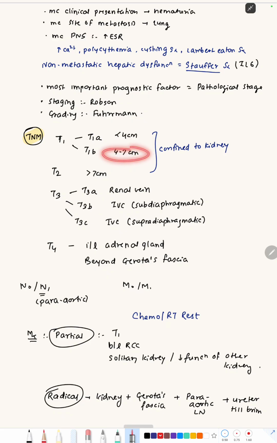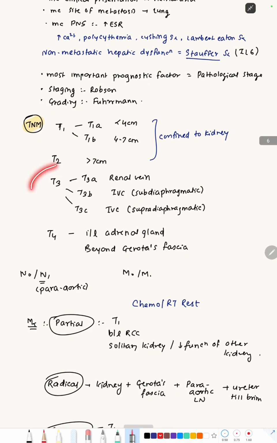T1B is 4 to 7 cm, confined to the kidney. T2 is more than 7 cm, confined to the kidney. Then T3 is where it goes outside. T3A is where it invades the renal vein.